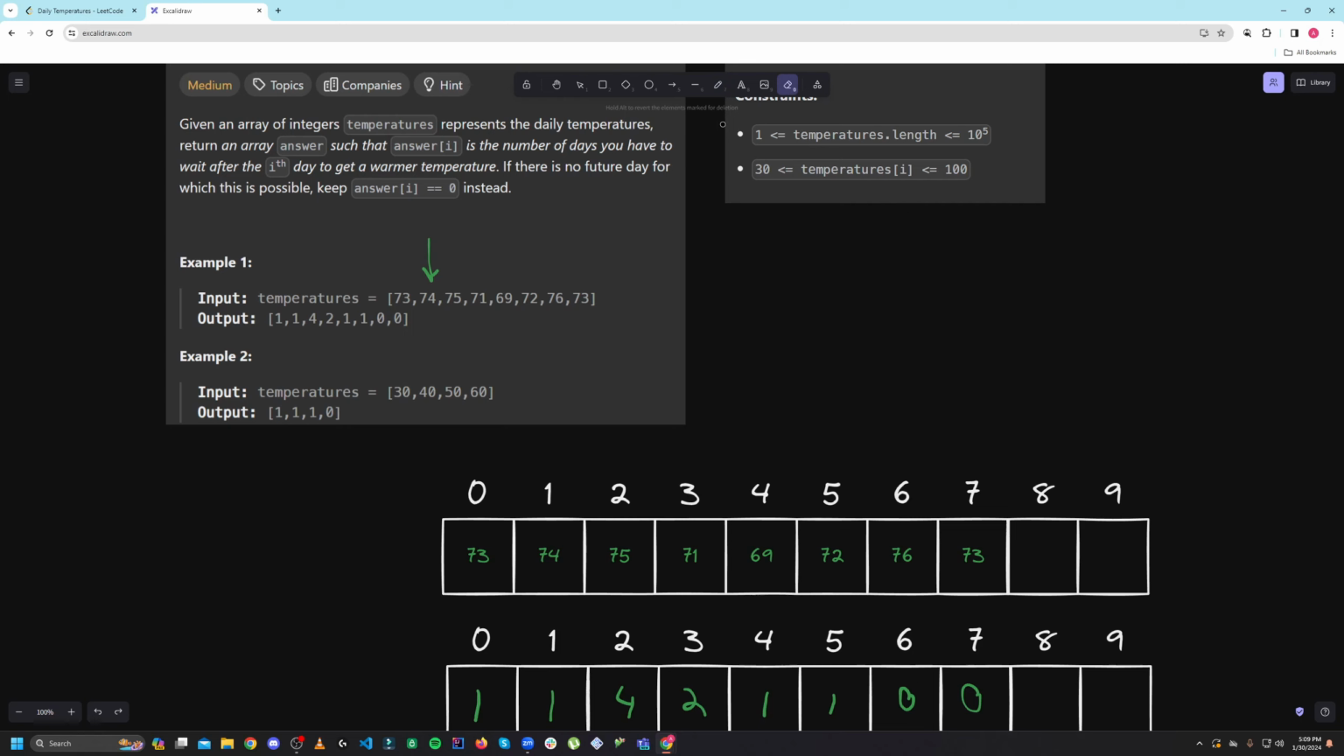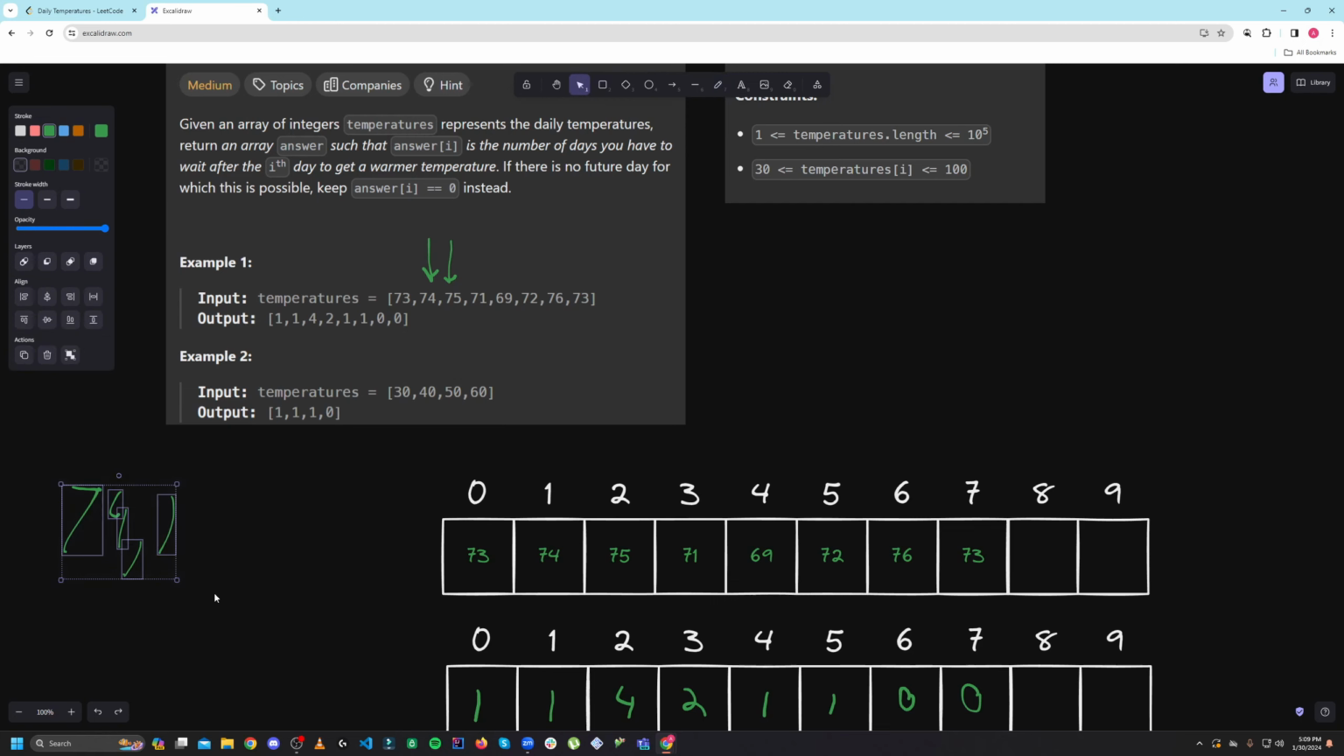Now let's say for 74, we store 74 with an index 1 and we get to 75. For 75, it's the same thing, right? We found 75 is bigger than 74. We don't need 74 anymore. We're only checking days to the right of the current day. So then we'll store 75 with an index of 2. And then we have 71. So 71 is smaller than 75. That means we need to keep both 75 and 71 because we're looking for a day that's bigger than both of those. So 71 we'd also need to keep. Then we get to 69 and we'd also keep that, and so on and so on.